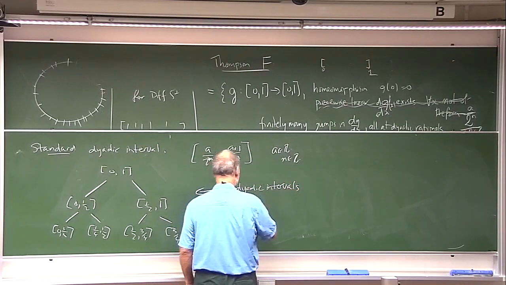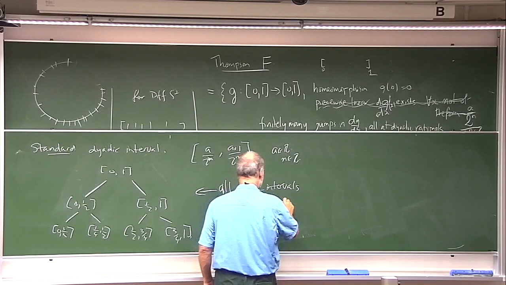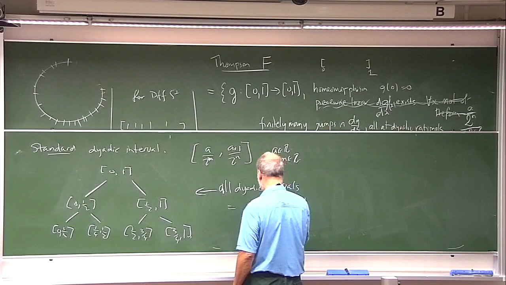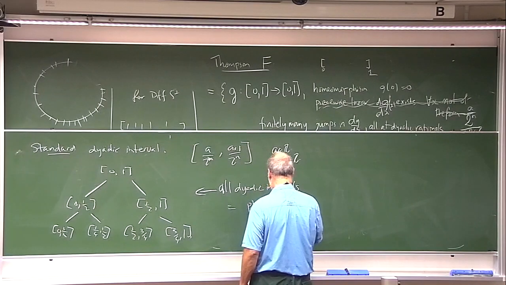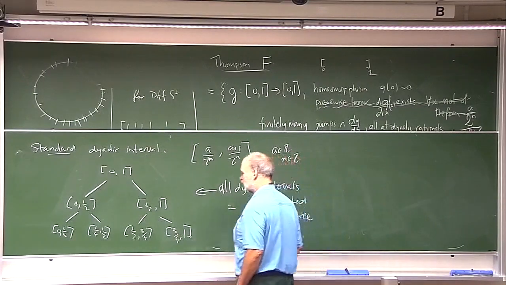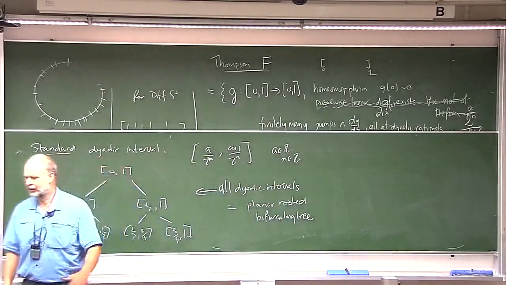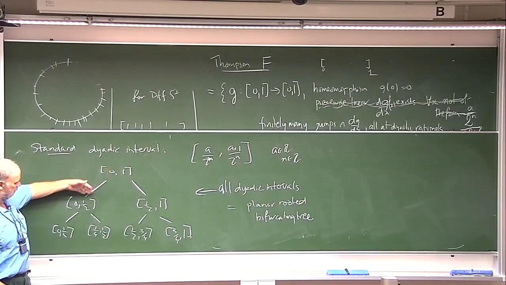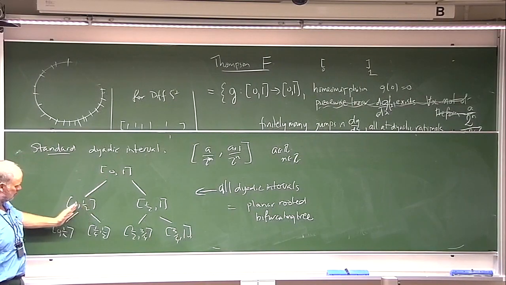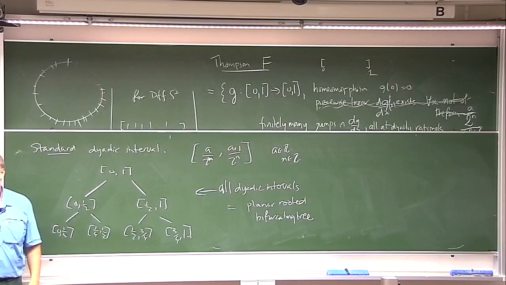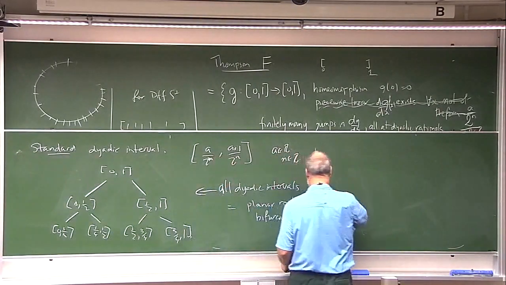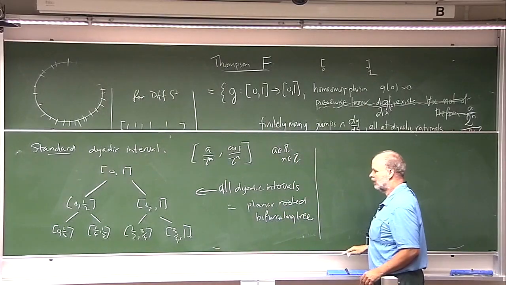Equals planar rooted bifurcated tree. Full planar root of bifurcating tree. That's the root, and every time there's a root, there's two edges going down, and each one splits into two. So that's what this collection of standard intervals looks like, standard dyadic intervals.